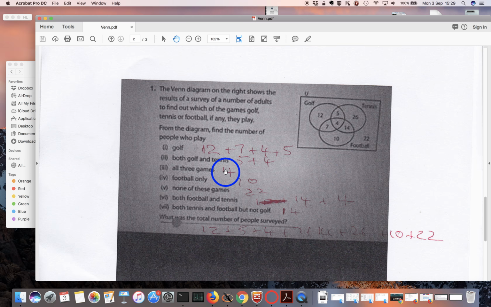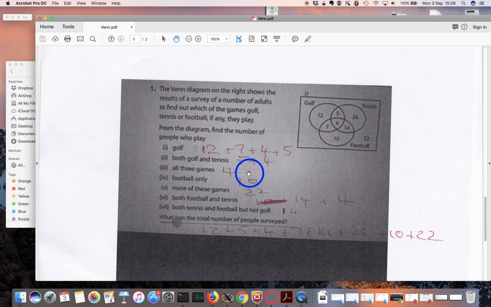So that goes 4. And then there's this football only. The keyword is only. So my interpretation of this is, this is just people who play just football. They don't play tennis, and they don't play golf. So that's just the 10 here. That's what the 10 is. They play football only. So this is just this part of the circle.